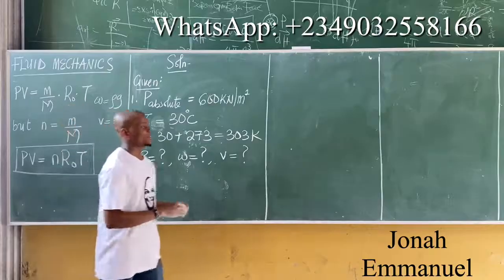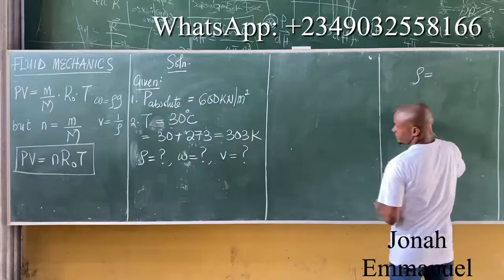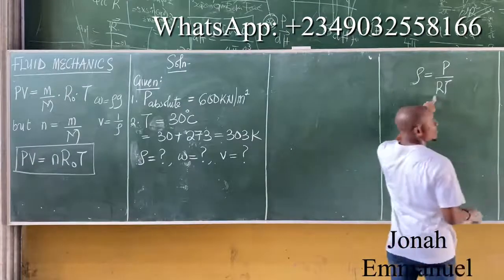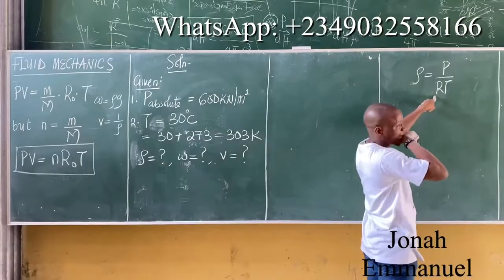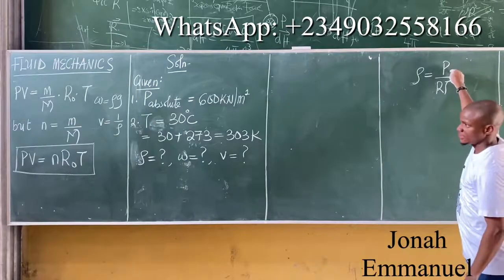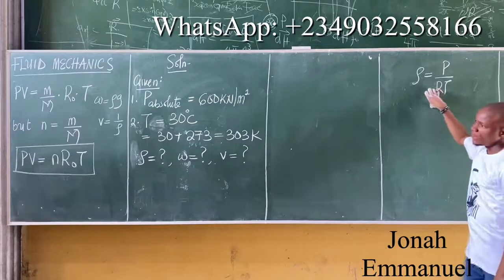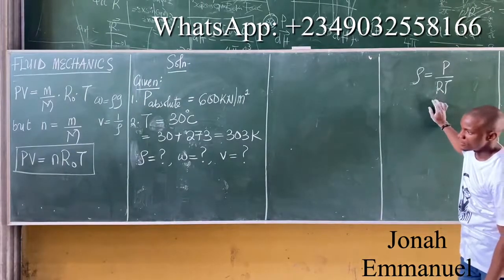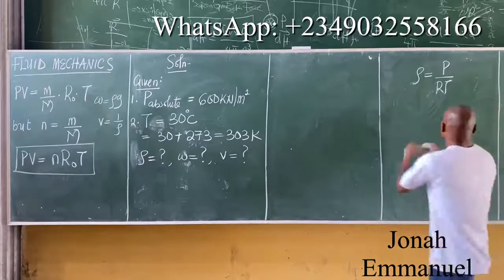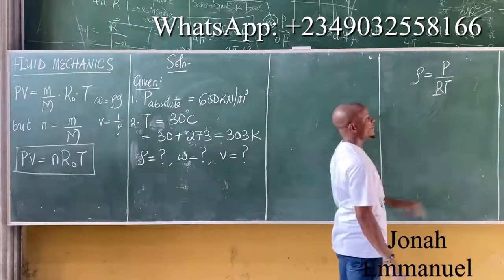Now, how do I get specific mass? Check what I gave you there. Rho is equal to P over RT. This R here is the characteristic gas constant. Do I have P there? Yes. Do I have T there? Yes. So if only I can get the value of R. Do I have R there? No. Can I get R? Yes. So my task now is to look for a way to get the value of R. So how do I get R?